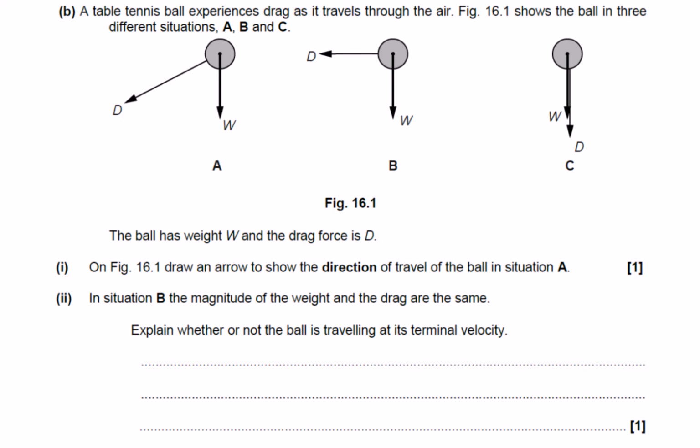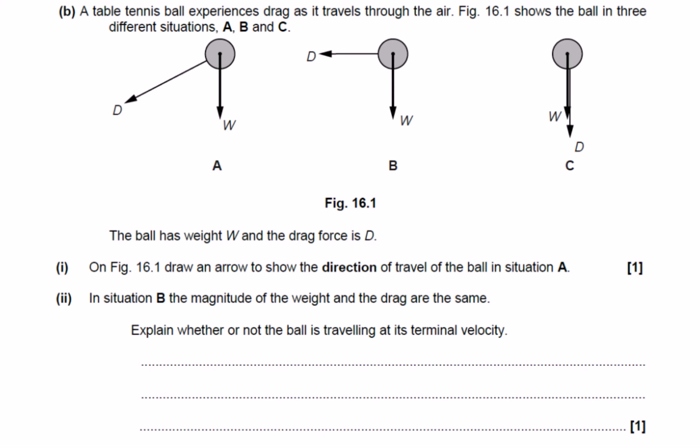Right, part B. This is showing us a table tennis ball, its experience of drag as it travels through the air. Figure 16.1 shows the ball in three different situations: A, B, and C. The ball has a weight W, and the drag force is D. So the first part, B part I: draw an arrow to show the direction of travel of the ball in situation A.